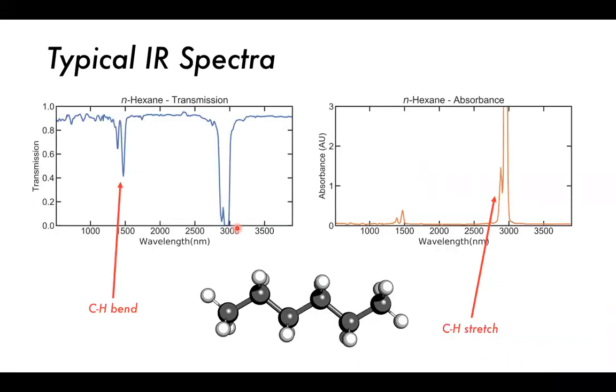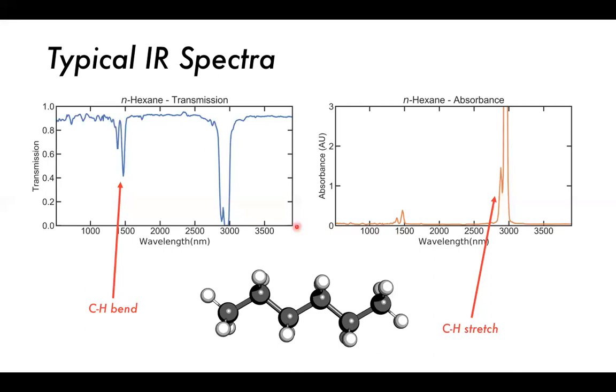So here's a typical IR spectrum of hexane. That's this molecule down at the bottom. It's got 1, 2, 3, 4, 5, 6 carbons in a chain, all with single bonds, no conjugation. And we have two spectra here: the absorbance spectrum and the transmission spectrum. Oftentimes you'll see the transmission spectrum and sometimes you'll see the absorbance spectrum. It just really depends on what we're dealing with and who's reporting it.